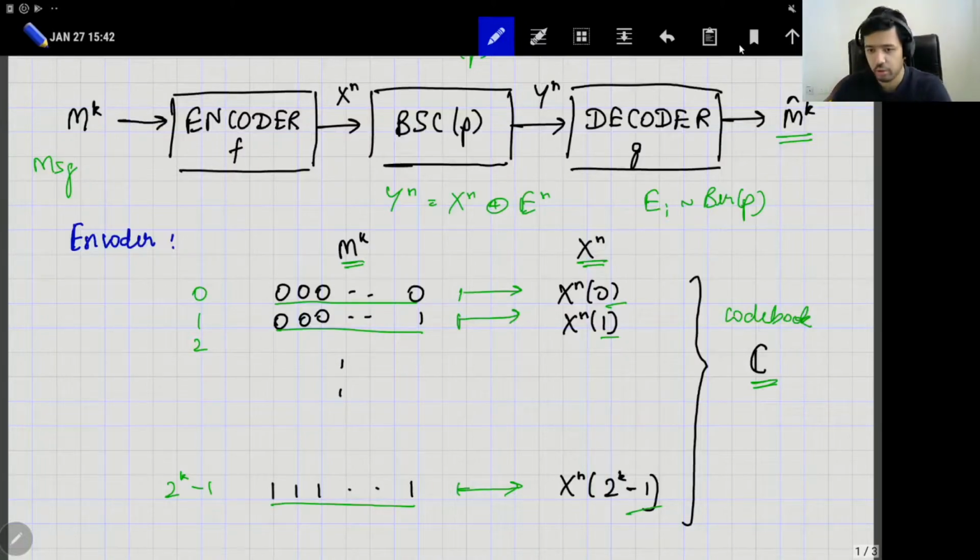So the set of all code words is what I call the code book. So this is the encoder. This is how I'm going to implement the encoder. Now I haven't told you how I'm choosing the code words xn of 0, xn of 1 and so on, but once we have fixed a possible code book, this is how we are going to implement encoding.